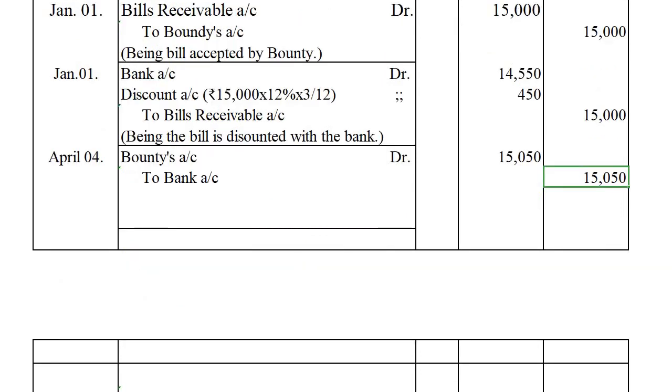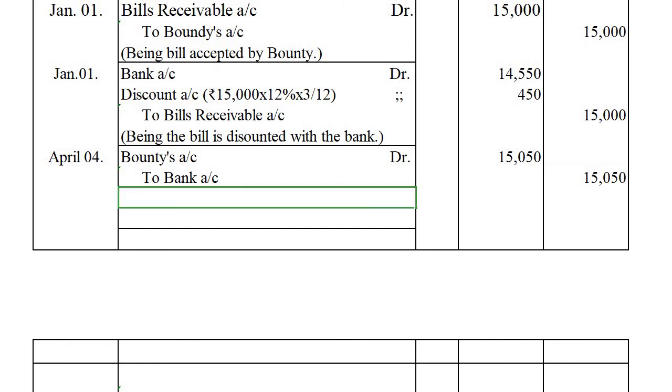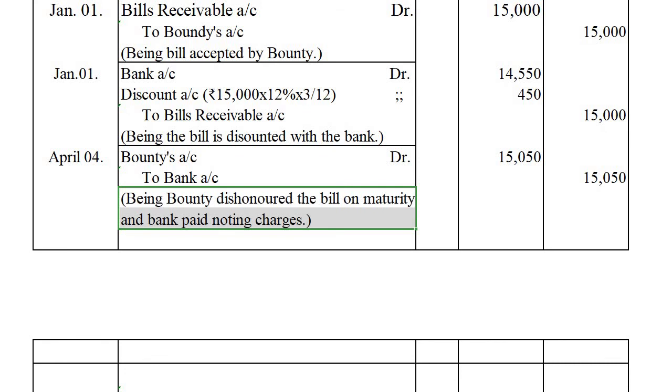Okay, that means for dishonoring the bill on discount, when the bill is discounted, he has to pay. The entry will be bounty debtor to bank, that means drawee debtor to bank, and noting charge also drawee debtor to bank. That's why combinedly we have written 15,050. Okay, now let us write the narration. Being bounty dishonored the bill on maturity and the bank paid noting charges.